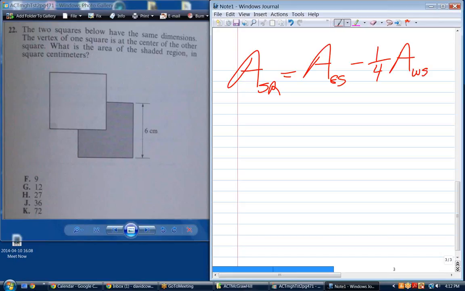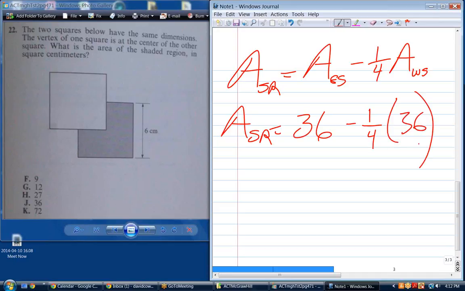So the area of the shaded region, the area of the gray square is 36, you knew that. What is 1/4 of the area of the white square? Or what's the area of the white square? 1/4 is 36. Yep. Which is 9, which is 27.